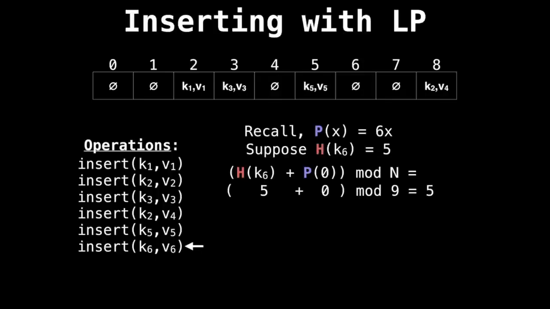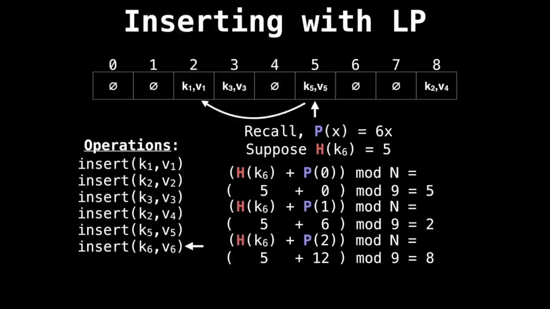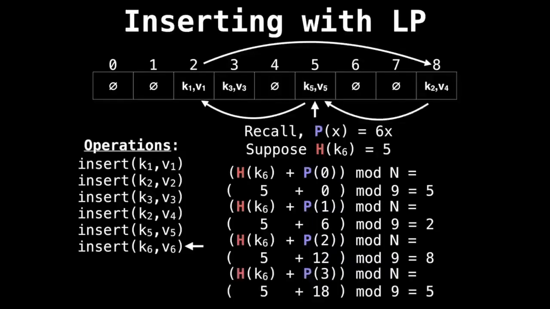Suppose k6 hashes to 5. Then let's probe 1. So now 5 plus 6 mod 9 gives us 2. Okay, now the hash collision. Let's keep probing. So now 5 plus 12 mod 9 is equal to 8. Alright, another hash collision, so we have to increment x and keep probing. And now we're back to 5. So we've hit a cycle.